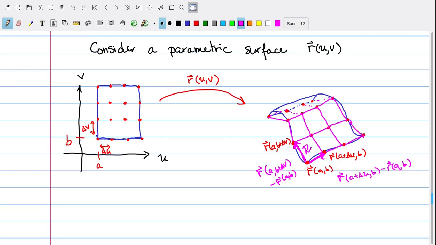If I call that patch R1, that'll be the area of R1. So the area of R1 is equal to the magnitude of r of (a plus delta u, b) minus r of (a, b), crossed with r of (a, b plus delta v) minus r of (a, b).